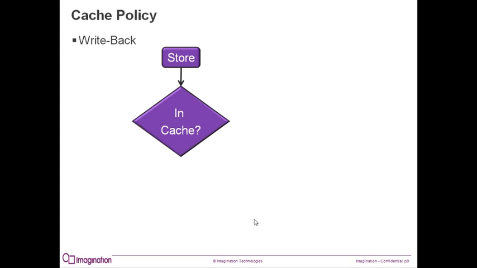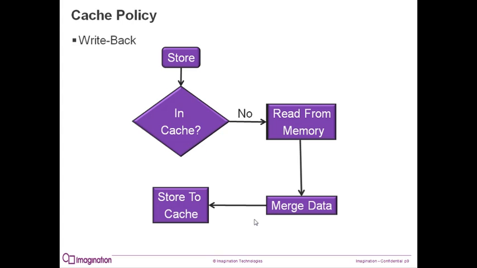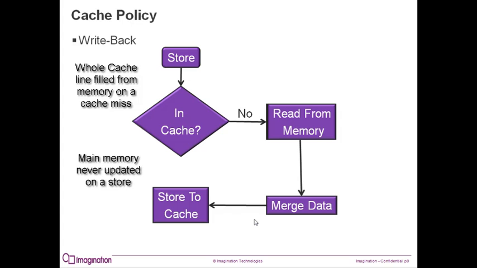Another cache policy you can use is called write back. For write back cache, on a store, the cache is searched to see if the target address is cache resident. If it is resident, the cache contents are updated. If the cache lookup misses, the cache line is read from memory, then the new data being stored is merged into the line and stored into the cache. Important points are: cache lines are always filled from memory on a cache miss. Main memory is never updated on a store.